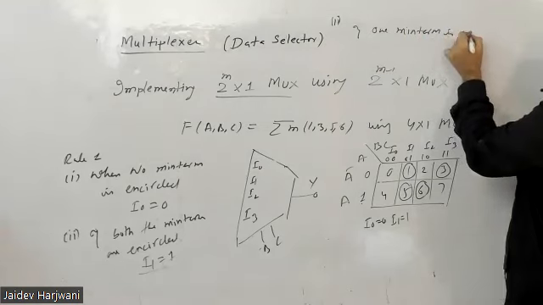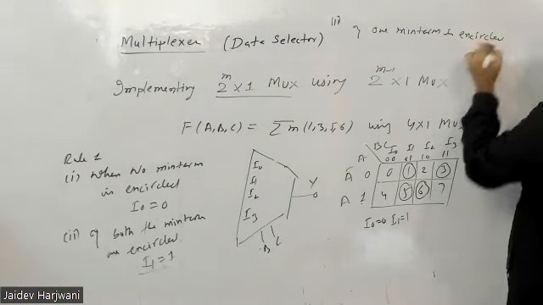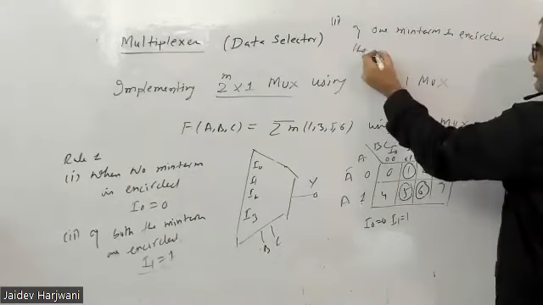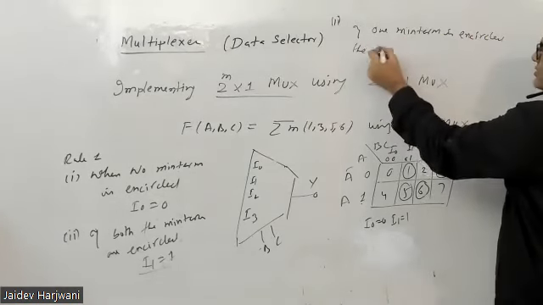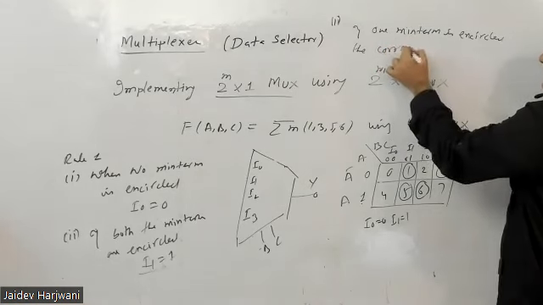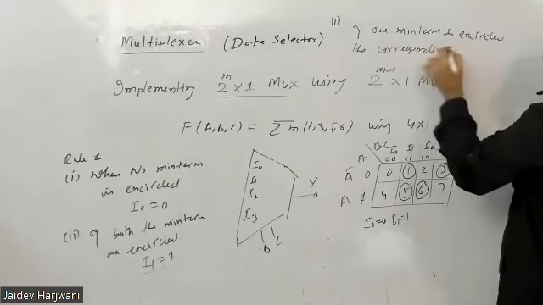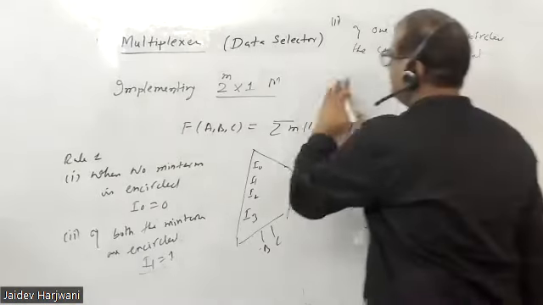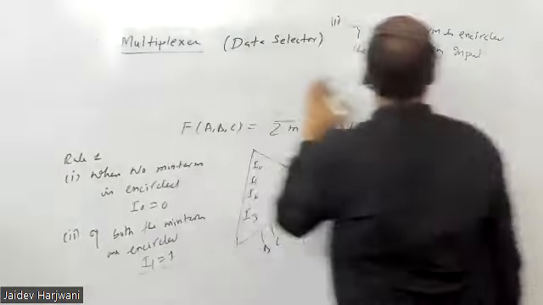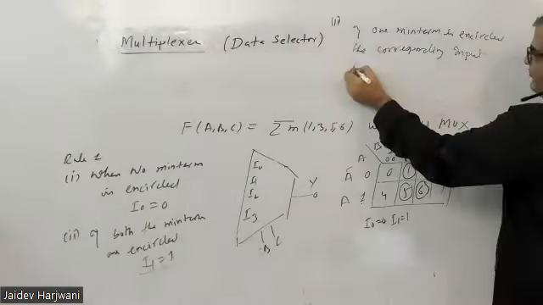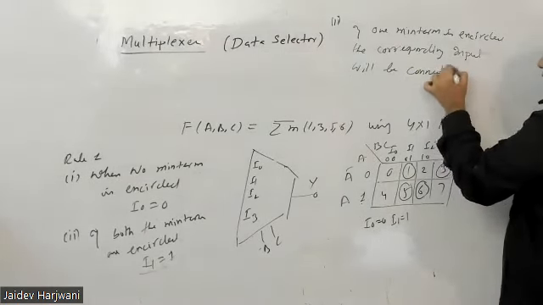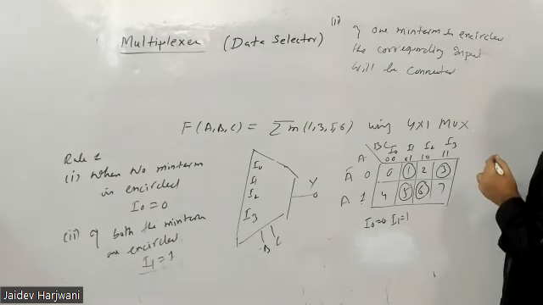So rule three: if one minterm is encircled, okay, then find the corresponding input, then the corresponding input will be connected, okay.